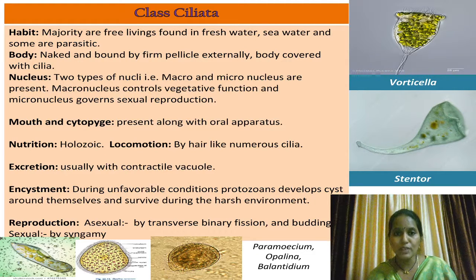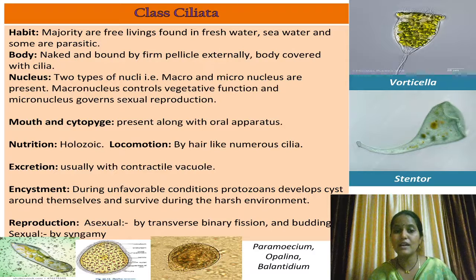Mouth and cytopyge are present along with the oral apparatus. Cytopyge means anal opening. Nutrition is like animal, so holozoic. Locomotion takes place with the help of numerous cilia. Excretion occurs usually with the help of contractile vacuole. This organism shows the characteristic of encystment. That is, during unfavorable conditions, protozoans develop cysts around themselves and they can survive during the harsh environment.